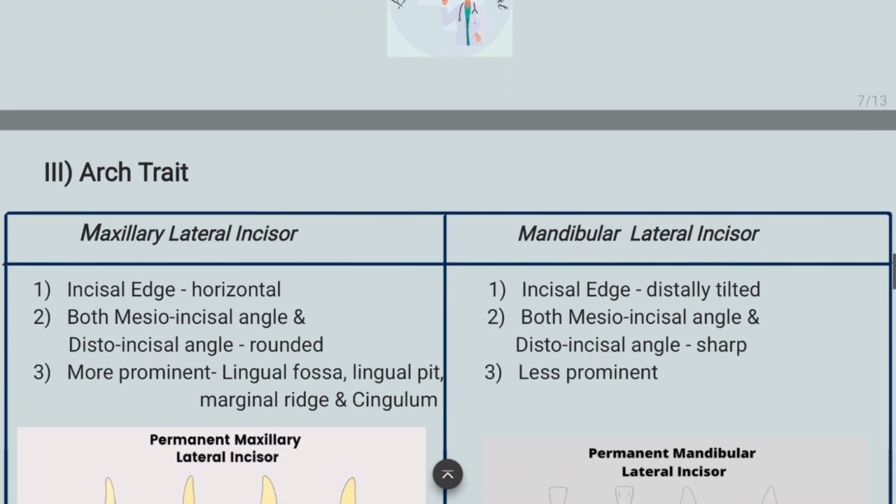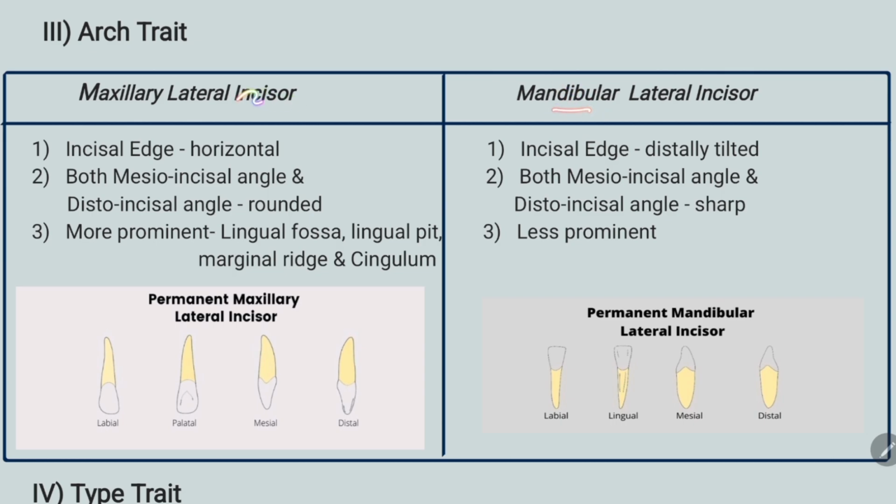Next is arch trait, which compares the mandibular lateral incisors with maxillary lateral incisor. In maxillary lateral incisor, the incisor edge is horizontal, while in mandibular lateral incisor, their incisal edge is distally tilted, as you can see here in this picture. Both mesioincisal angle and distoincisal angle in maxillary lateral incisor are rounded, while in mandibular lateral incisor both the mesioincisal angle and distoincisal angle are sharper.